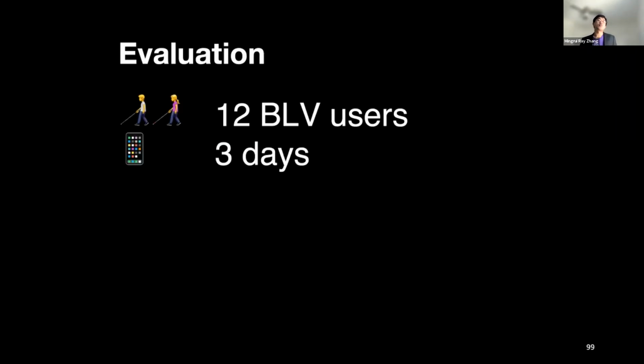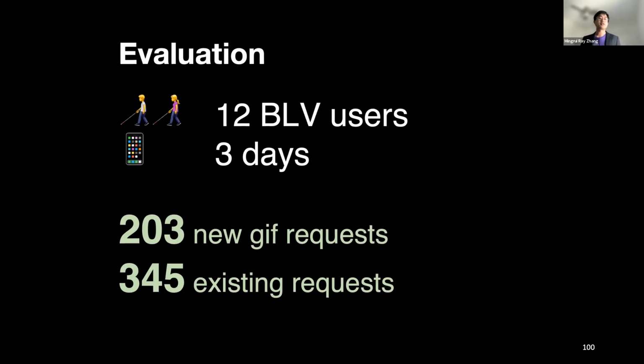So we invited 12 BOV users to install the Galley client on their phones and let them use the system for 3 days. During that time, we acted as crowd workers to provide the annotations for their requests. And they used the system quite often. Over the 3 days, over 500 annotations were requested, which means on average, a BOV user encountered 14 GIFs per day, quite a lot.